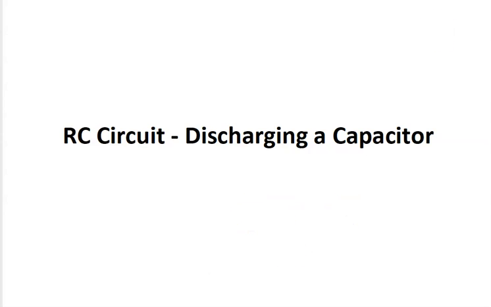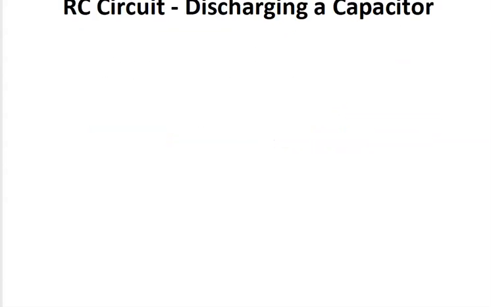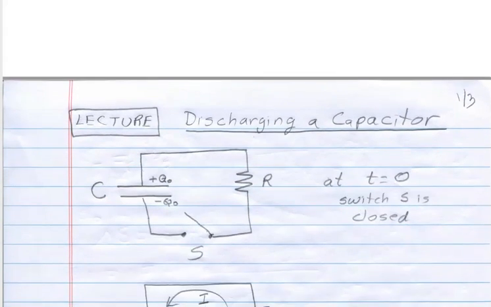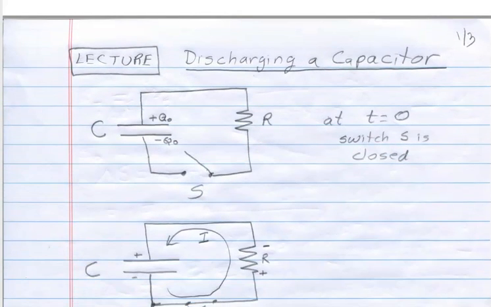Let's look at the opposite, in some respects, to charging a capacitor, and that's discharging a capacitor. So here I've somehow charged up this capacitor, and at time t equal to 0, it's fully charged with plus Q naught and minus Q naught on the two plates.